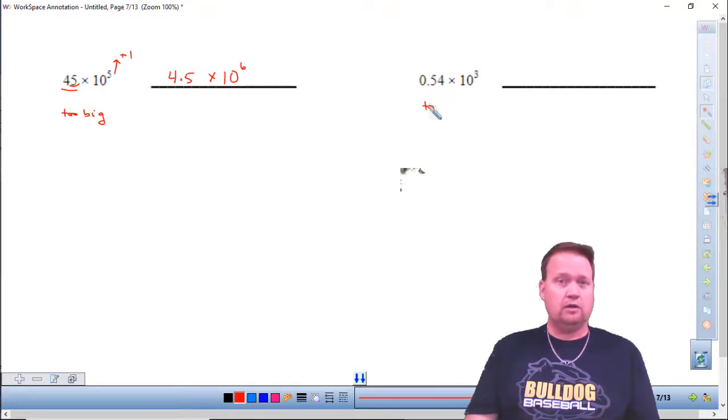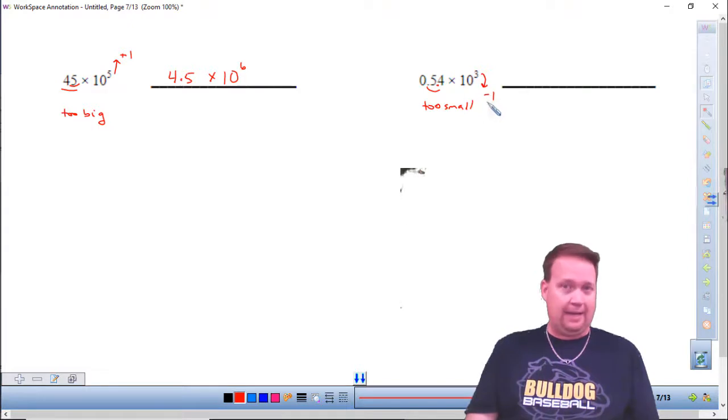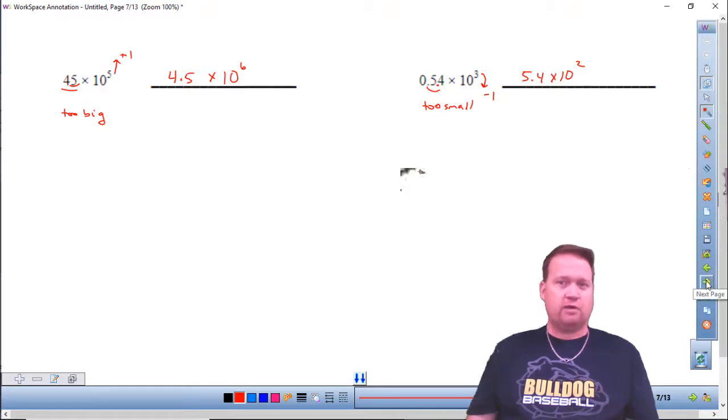Here's an example of something that's the opposite. 0.54 is too small. It's not between 1 and 10. So the decimal really belonged right there at 5.4, and I have to move it one place. I have to make the number bigger by 1 decimal place. And when I make the number bigger, the power has to reflect that and get smaller by 1 decimal place. I'm going to take 1 away. So 0.54 really becomes 5.4, and the power is 10 to the 2. And you'll have a few more practice problems in your lesson when it comes to identifying an error and writing numbers correctly in scientific notation.